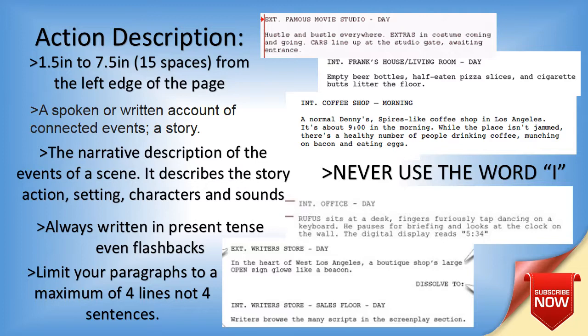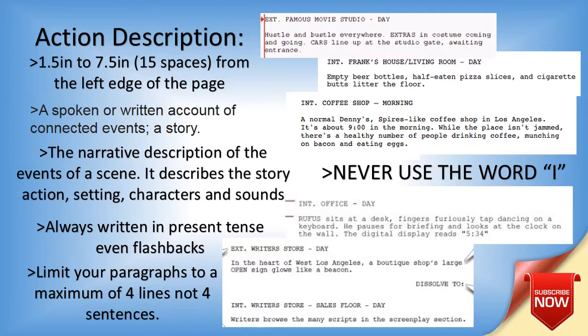Now, what is narrative? I looked up the definition, and it's a spoken or written account of connected events, a story. So basically, you're just describing what is happening in the scene, but you're doing it visually. The narrative description of the events of a scene describes the story, action, setting, characters, and sounds. Always written in present tense, even in flashbacks.